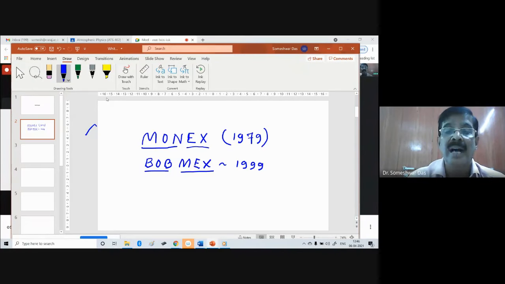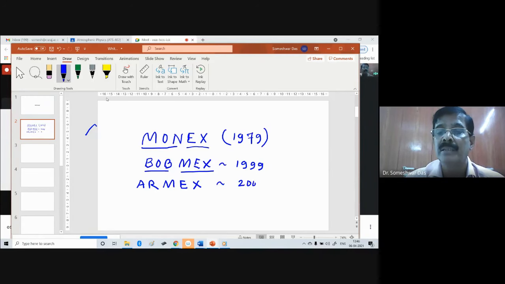After BOBMEX, we had another large scale experiment called ARMEX, sometime around 2002. And now you can guess what ARMEX is. Can you guess? Arabian or Arctic? Yes, exactly. Arabian Sea Monsoon Experiment. This was conducted to study especially the features of the monsoon over the Arabian Sea.